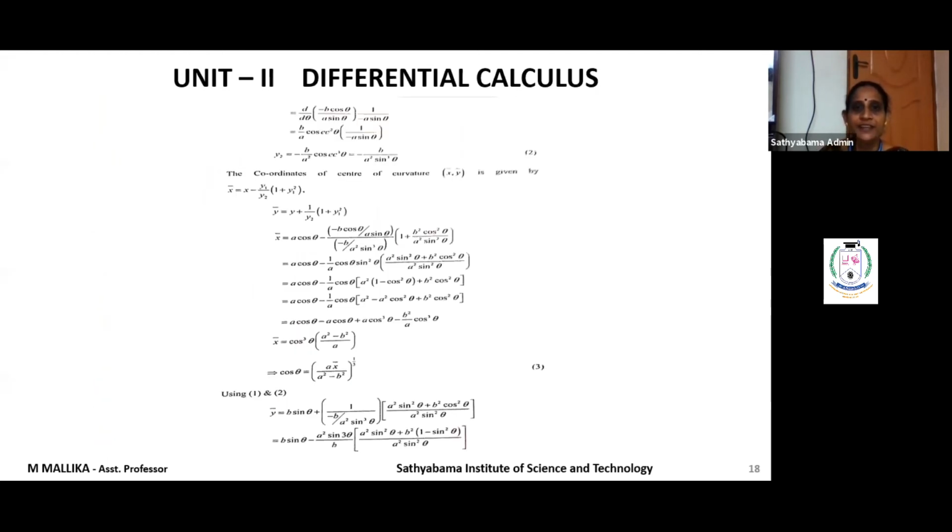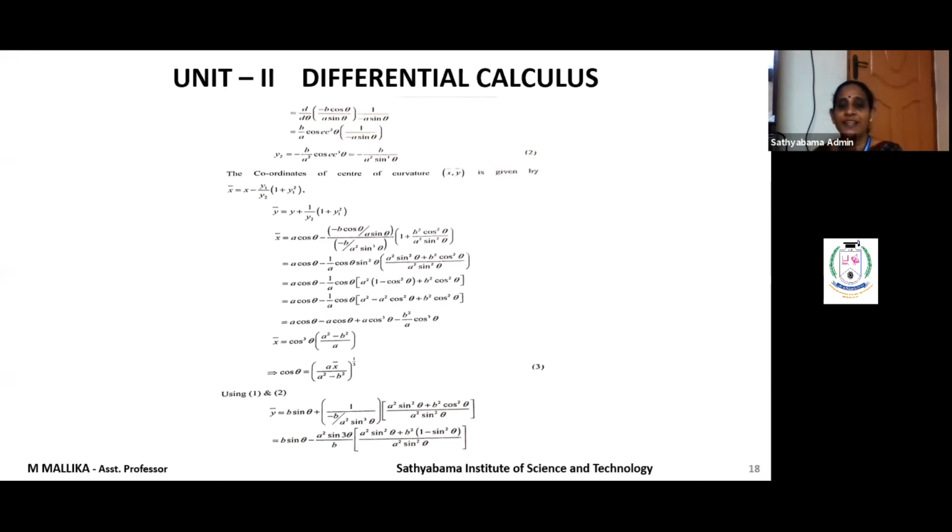So substitute everything. You will be getting the next derivative, namely y2, which is minus b by a square cosecant cube theta, that is, minus b by a square sine cube theta. So y1 is minus b by a cot theta and y2 is minus b by a square sine cube theta. After having found y1 and y2, substitute these values in the center of curvature formula, namely x bar and y bar. You will get x bar as, after all the calculations, cos cube theta into (a square minus b square) by a. So from that, I'm finding the value of the parameter in terms of x bar, which means cos cube theta is a x bar by (a square minus b square), or cos theta is (a x bar by (a square minus b square)) the whole power 1 by 3.